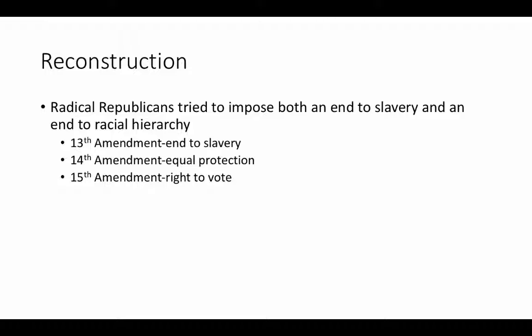The 13th Amendment, right before the end of the Civil War, puts an end to slavery. The 14th Amendment provides for equal protection and for citizenship for African Americans. This, of course, overturned the Dred Scott decision. The 15th Amendment gave the right to vote to African Americans.